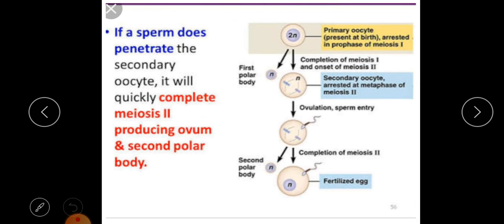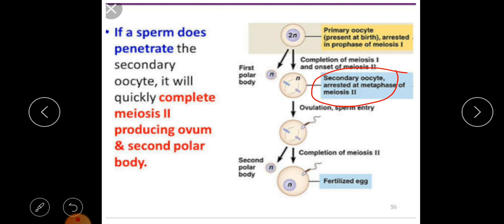Next, if the sperm does not penetrate the secondary oocyte, it remains arrested. If the sperm does penetrate the secondary oocyte, it will quickly complete meiosis II, producing the ovum and the secondary polar body. So here one structure has been given, and you can understand clearly the secondary oocyte which is arrested at metaphase II.